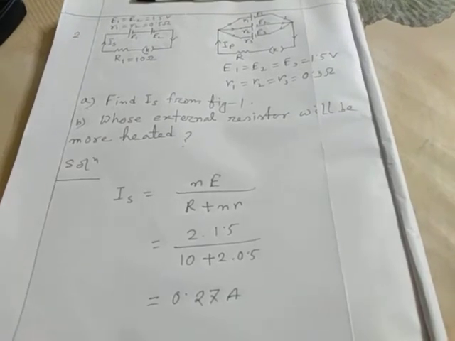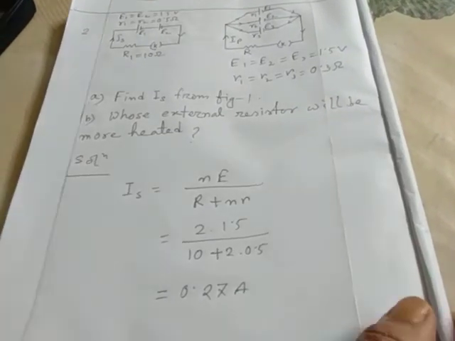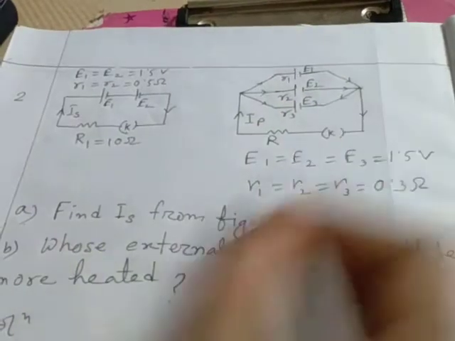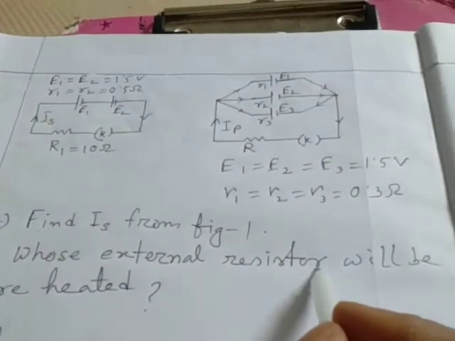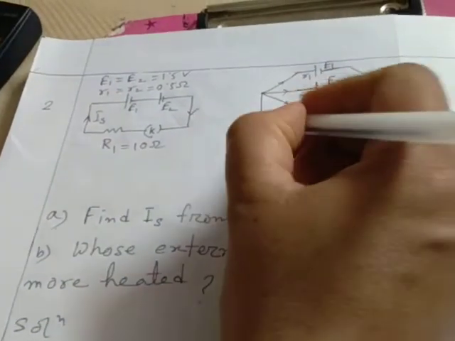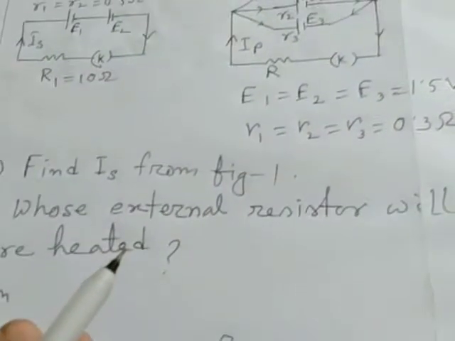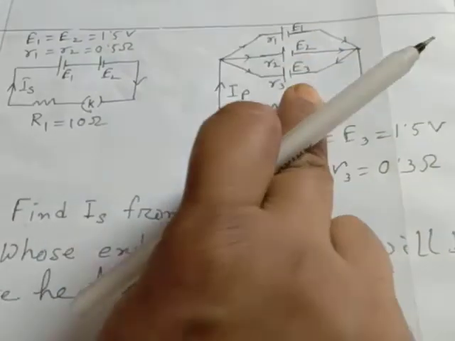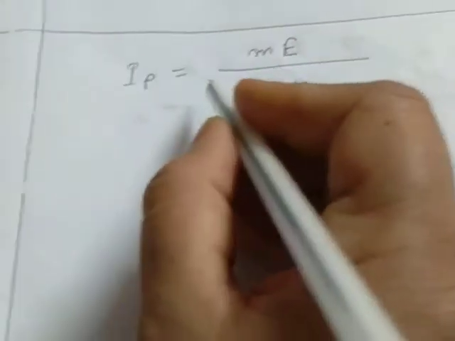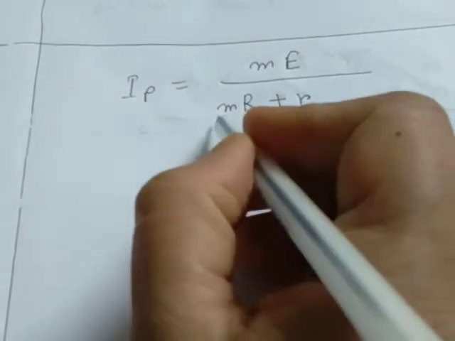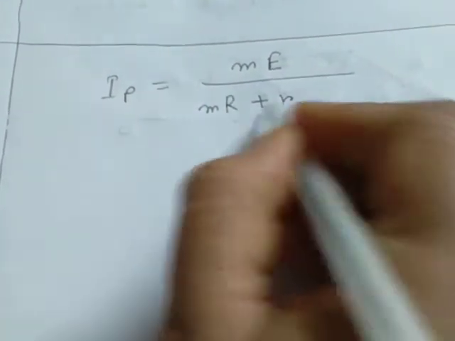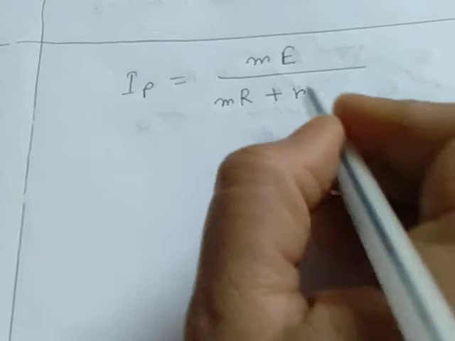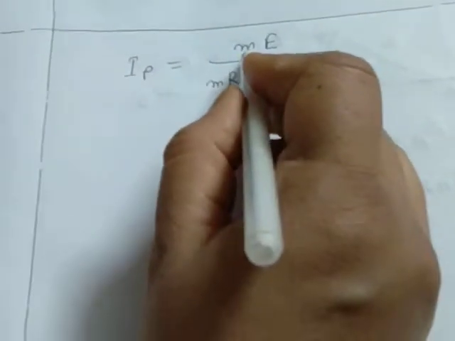Now do the B number math. For doing B number, whose external resistor will be more heated? So here we have to find the main current, that means we have to find IP. So the formula for IP when the cells are in parallel combination will be what? Let's look. IP equal to ME divided by MR plus small r, that means internal resistance. Here M is the number of cells.